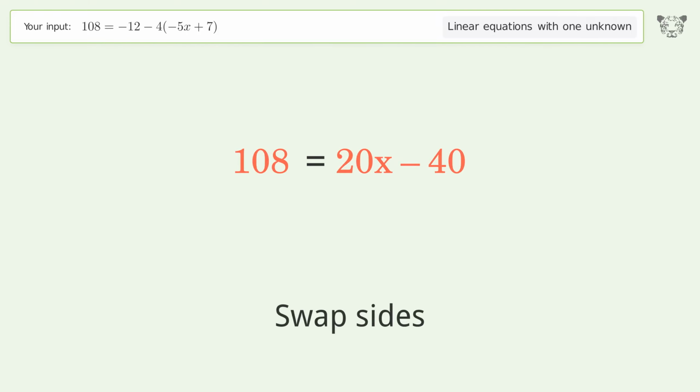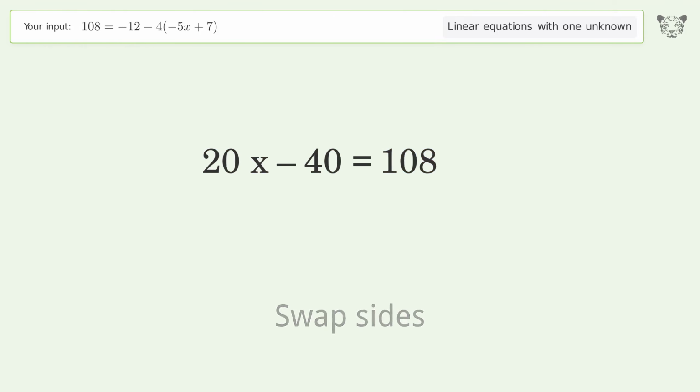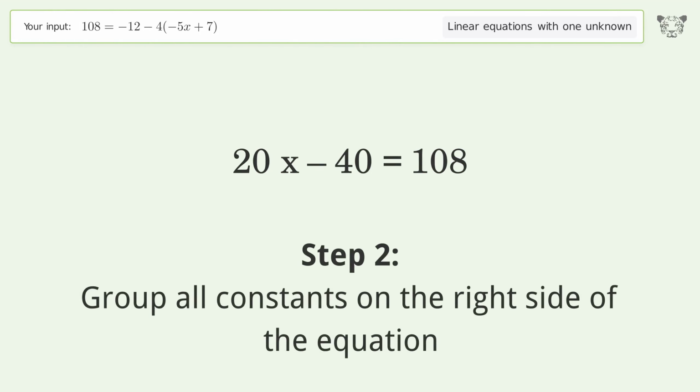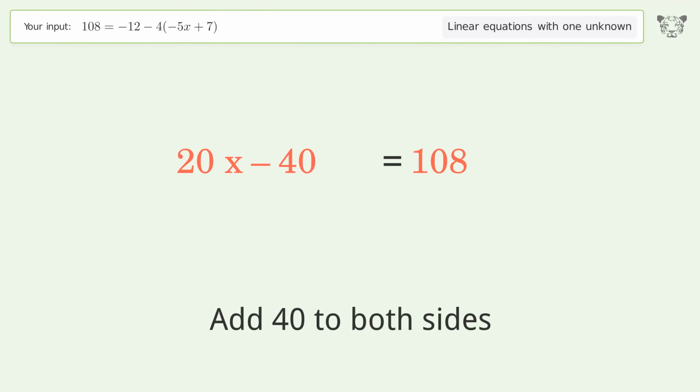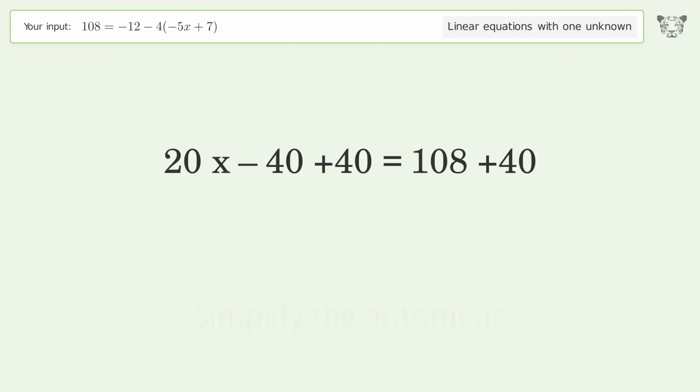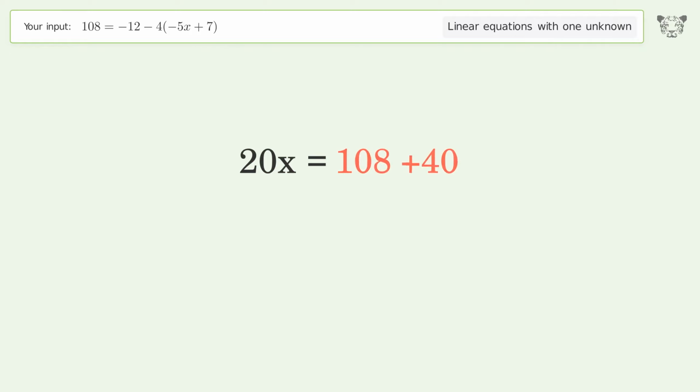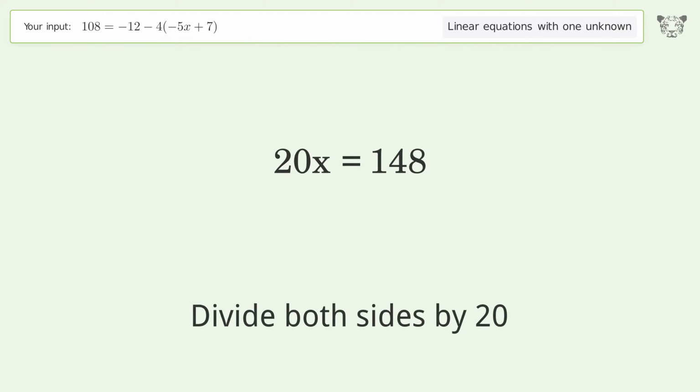Swap sides. Group all constants on the right side of the equation. Add 40 to both sides. Simplify the arithmetic. Isolate the x. Divide both sides by 20.